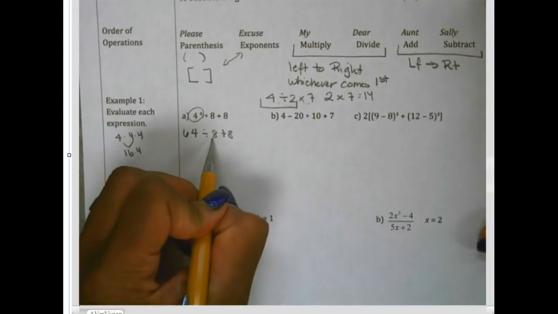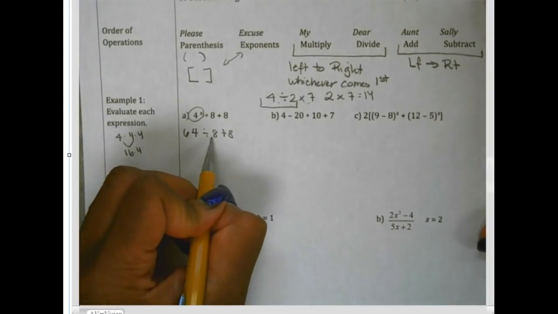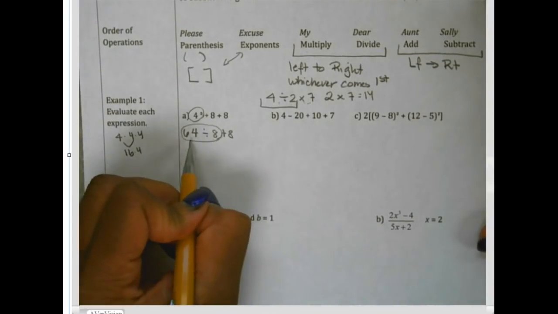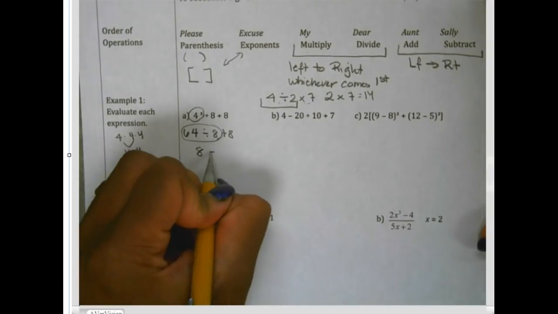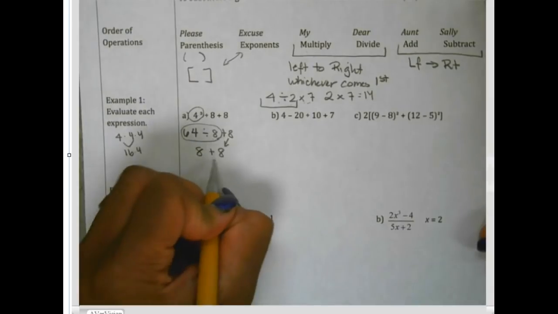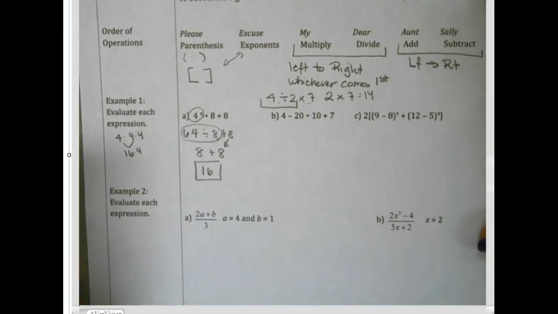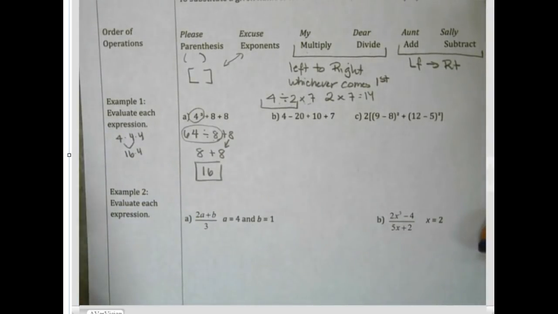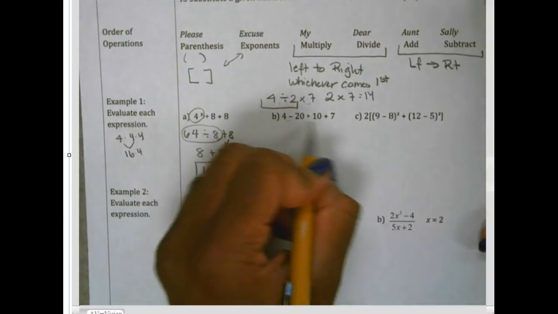Order of operations tells me that I now need to divide. So 64 divided by 8 is 8. And then I still have that plus 8. 8 plus 8, 16. Beautiful.